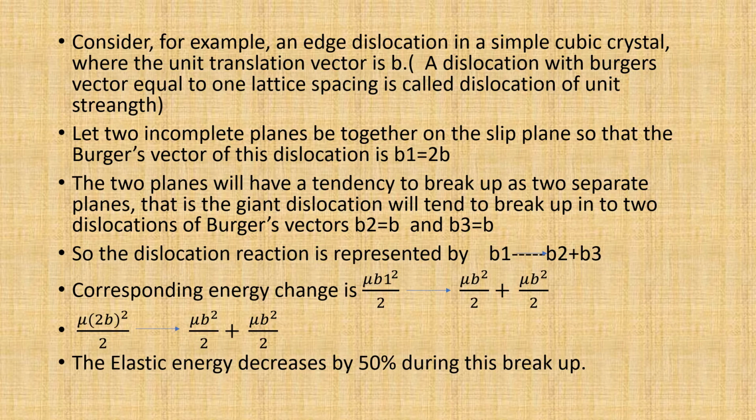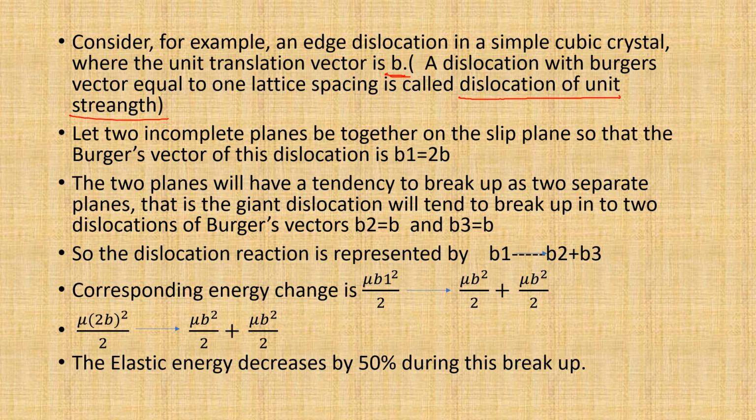For example, consider an edge dislocation in a cubic crystal where the unit translation vector is given by b. A dislocation with Burger's vector equal to 1 lattice spacing is called a dislocation of unit strength. Okay, come back to the example. We are considering an edge dislocation in a simple cubic crystal with unit translation vector b.